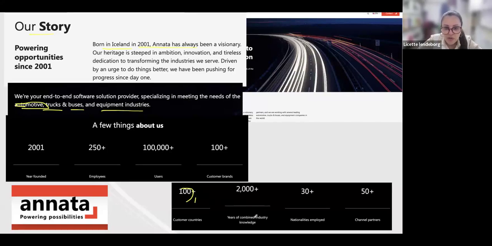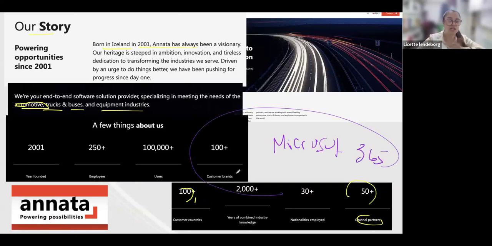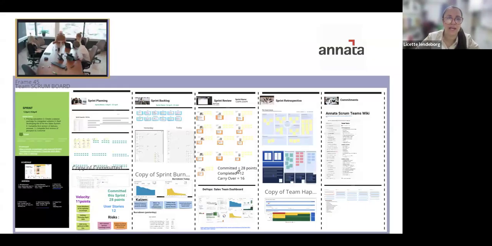2,000 years of combined industry knowledge, 30 nationalities employed, and channel partners about 50. That's general information about Anata. And one thing that I want to mention before we finish, almost done, is that Anata is a partner with Microsoft 365. That's it. So technologies are top of technologies, these guys.